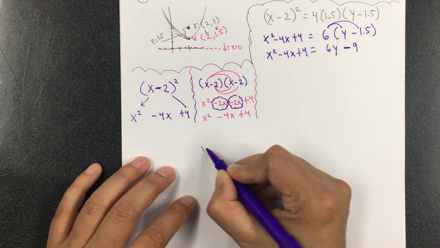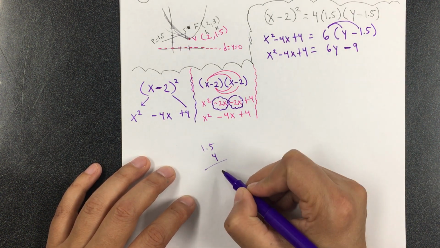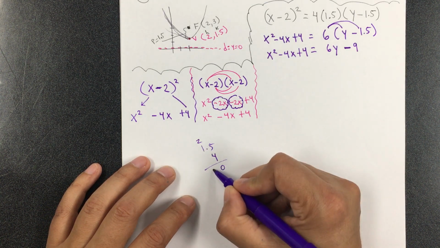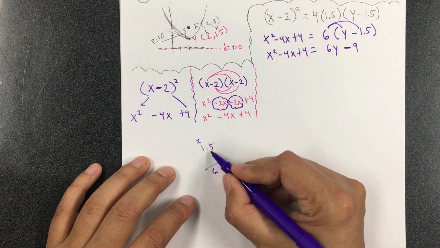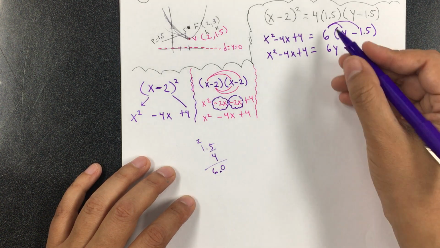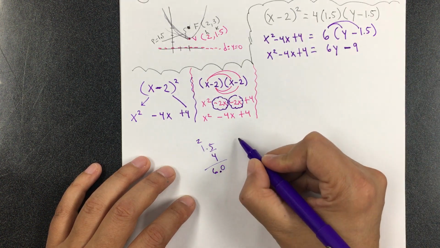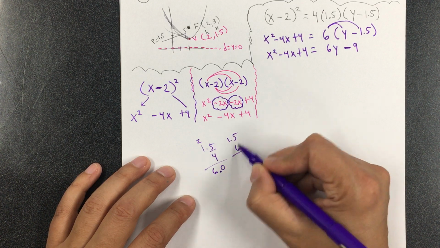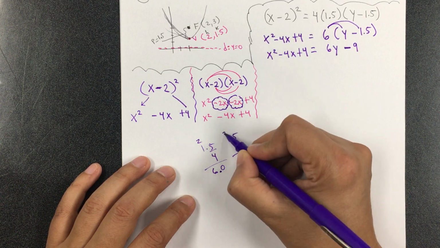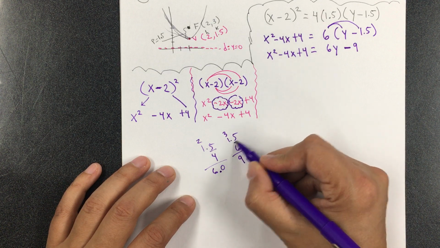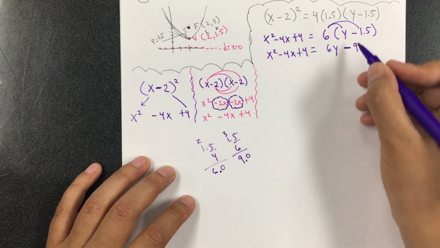So 4 times 1.5. 4 times 5 is 20. Carry 2. 4 times 1 is 4, and 2 is 6. There is 1 decimal place, so you go back 1, so it's 6. Same for the next one. 6 times 1.5. 6 times 5 is 30, carry 3. 6 times 1 is 6, and 3 is 9, but there's 1 decimal place, so you go back. Okay, so that's 9.